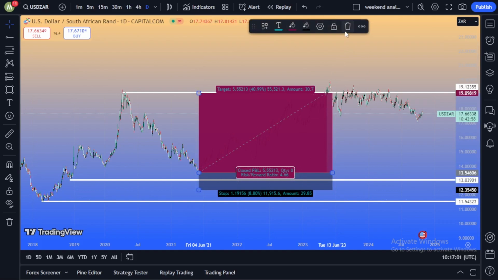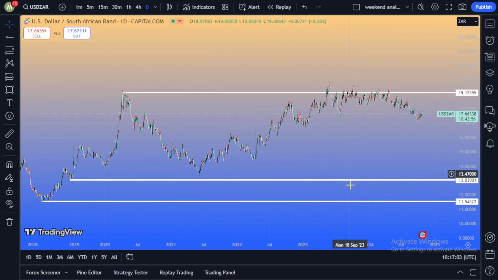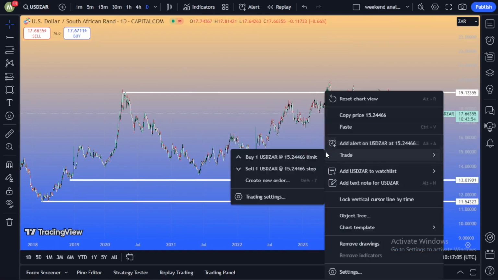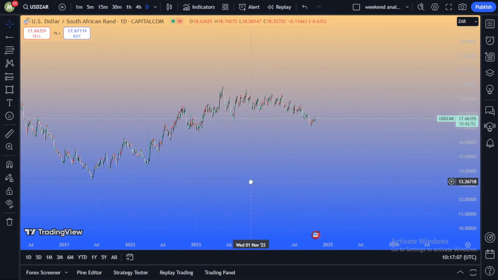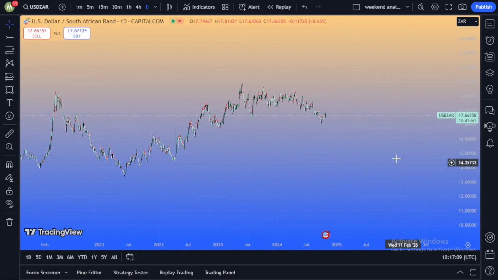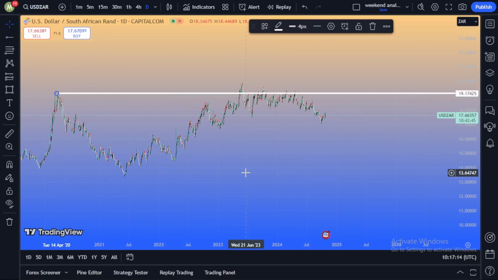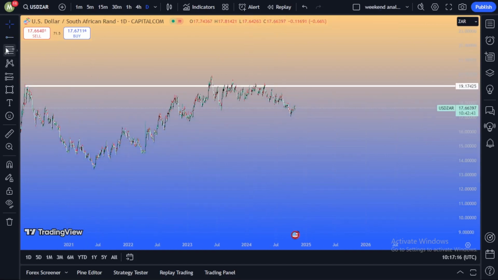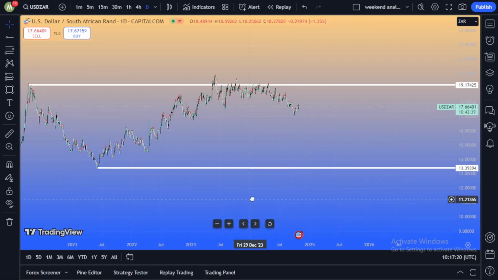Okay guys, so now going to what? Going to the recent price. So now let me remove everything. Going to the recent price. We can clearly see this was our high, and this is now our low.